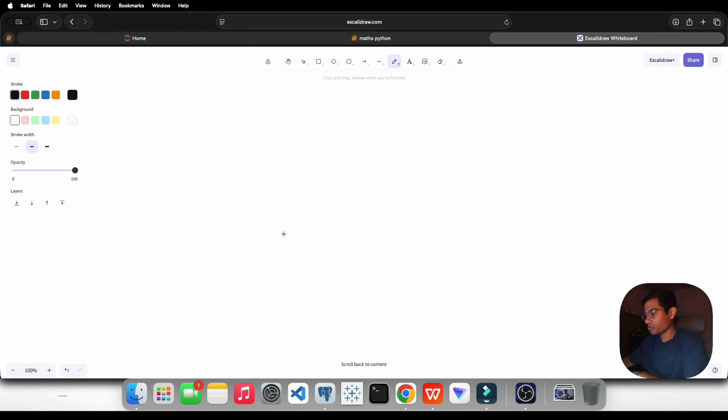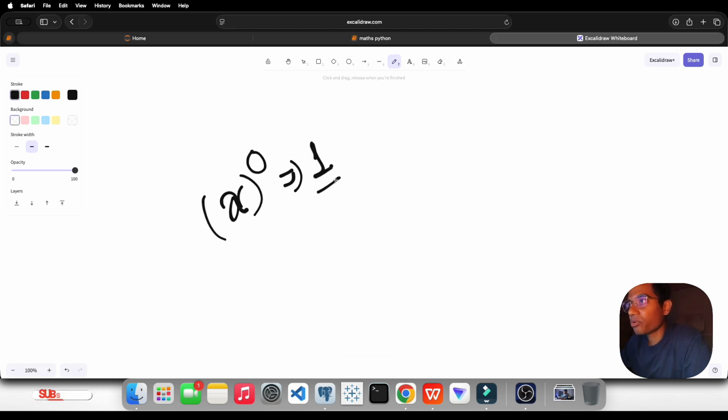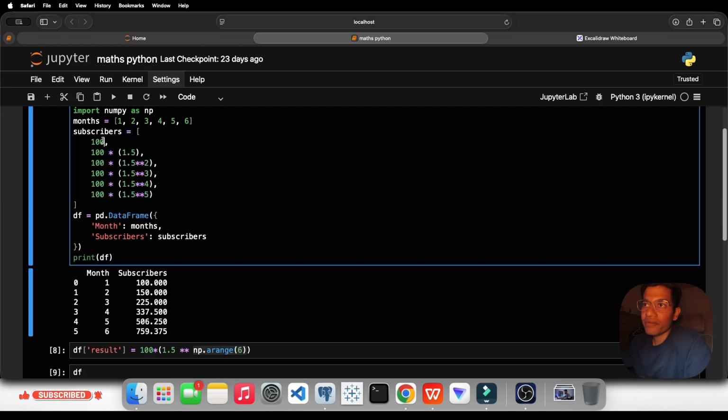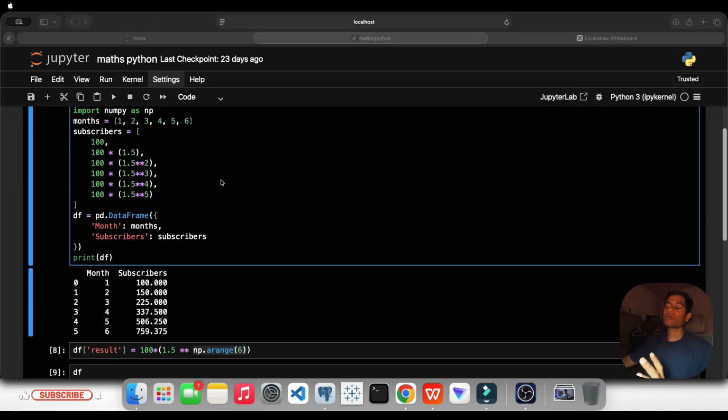I mean to say, let me show you here. In exponents and powers we have learned this: suppose x to the power of 0, the output will be 1. So if I write 100 into 1.5 to the power 0, it will be 100 into 1, so the output will be 100. This is the reason I have written 100 in the normal way. So in this way we found the output with the manual way and also with the formula way. That's all about it.